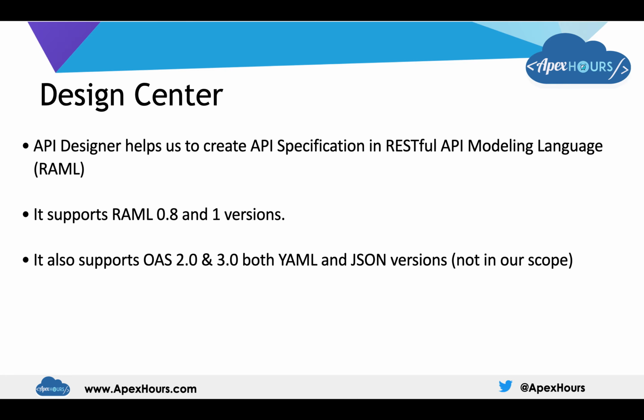And it also supports, as I told, OAS 2.0 and 3.0 versions, both YAML and JSON. People who are from other backgrounds like Java must be familiar with OAS. So OAS is where you write the API specification in YAML and JSON type. But RAML is kind of an advanced version of YAML. Okay, it looks like a YAML type.